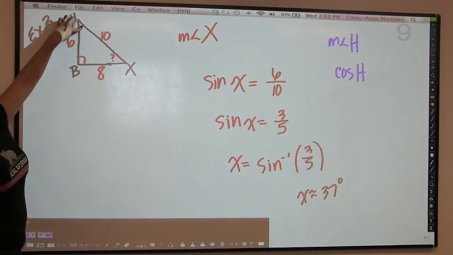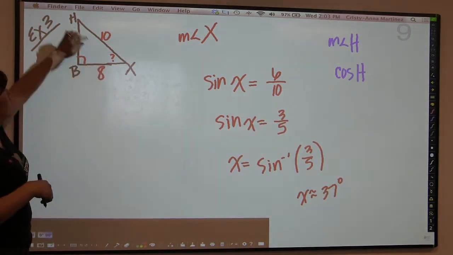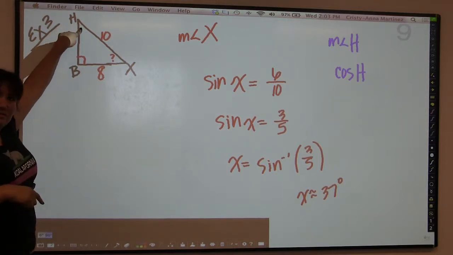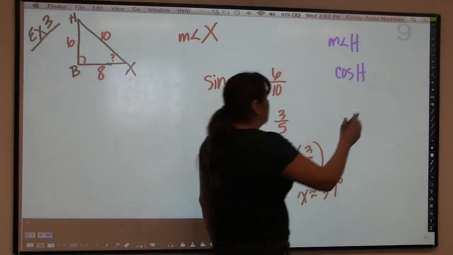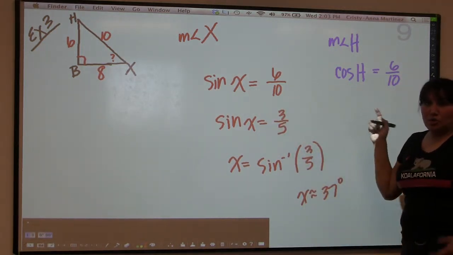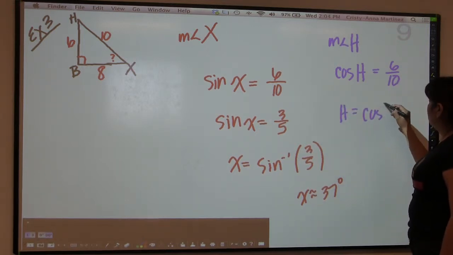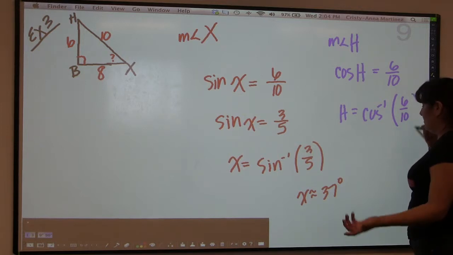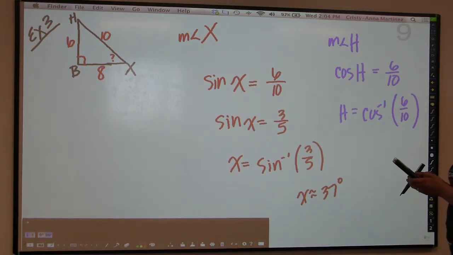Now obviously we know that we could go 180 minus 90 minus 37, right? But I want to show you how you can do it with the trig functions. So if h is here, cosine is going to be adjacent, right? So adjacent is 6, hypotenuse is 10. So we get the same ratio, but a different function. So we're going to get different answers. So h is going to be the cosine inverse of 6/10 or 3/5, either way. And again, we're going to go to the calculator. We'll do second cosine this time, 6 divided by 10, and we get approximately 53.1 or 53 degrees.